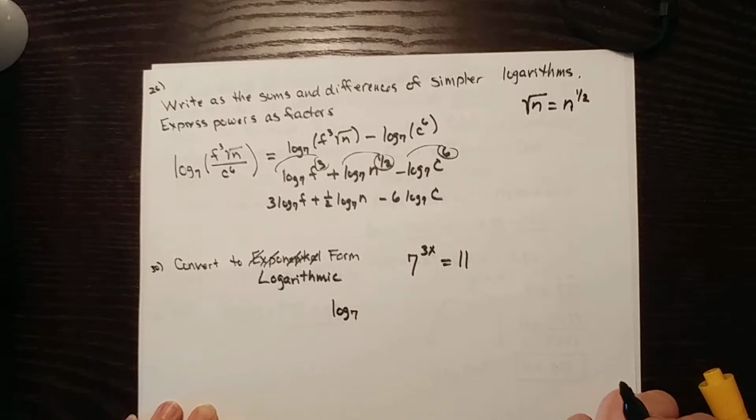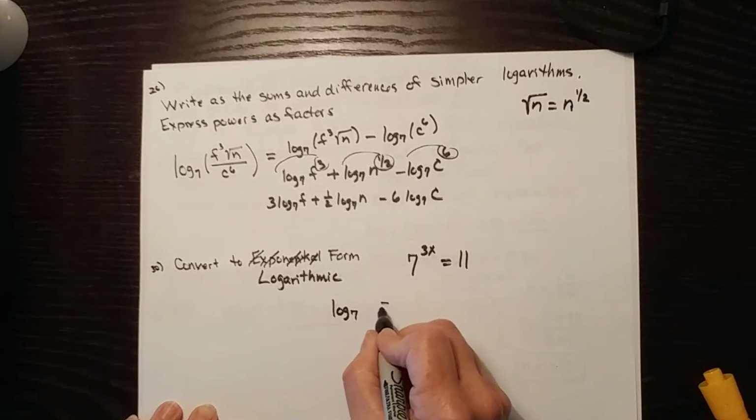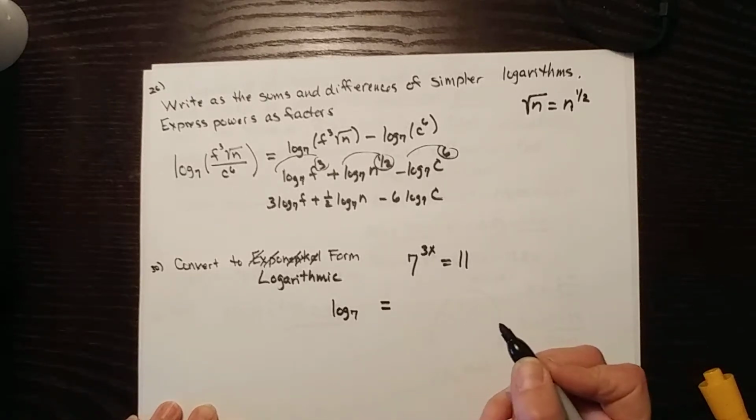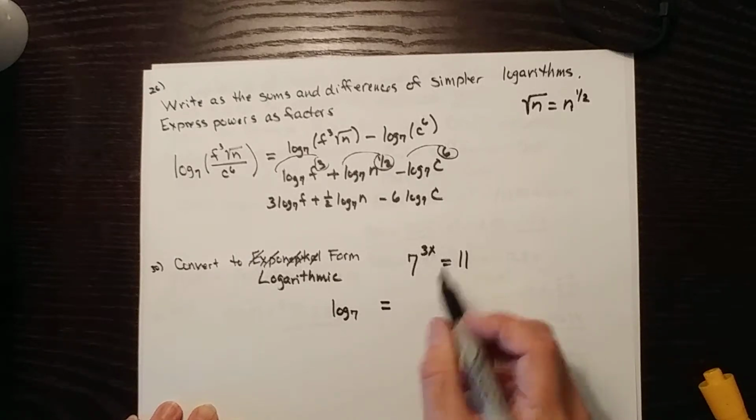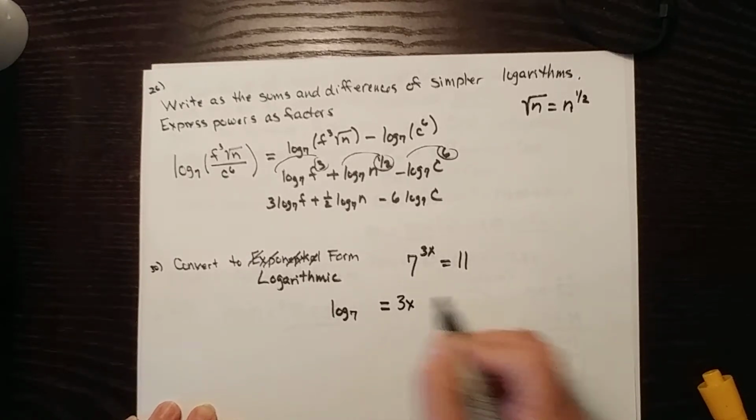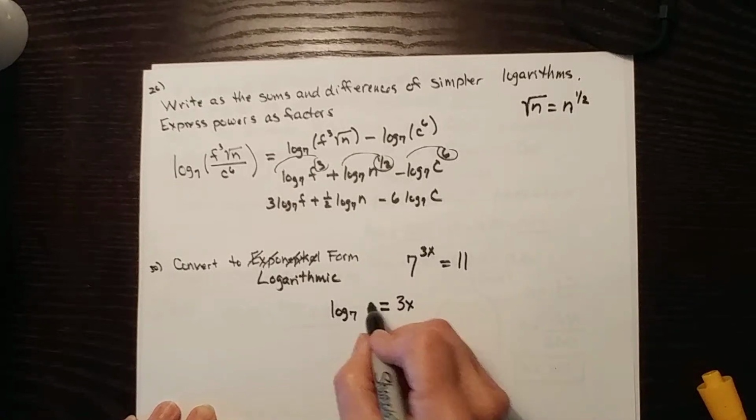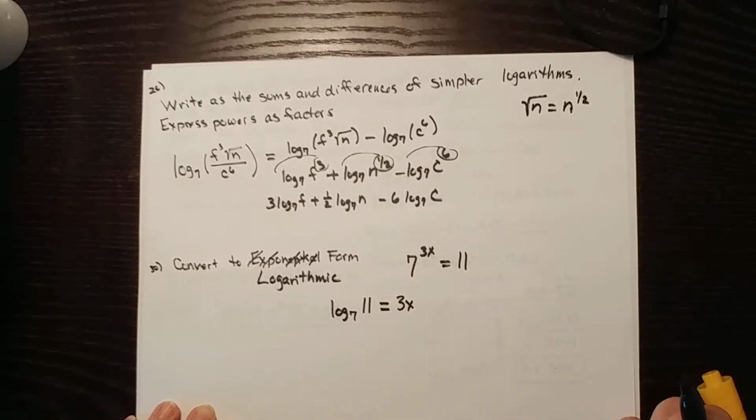Then if you remember that a logarithm is always equal to an exponent, you say, what is the only exponent that I see in this expression? And it's 3x. That's the exponent. Then the argument is what's over here, 11.